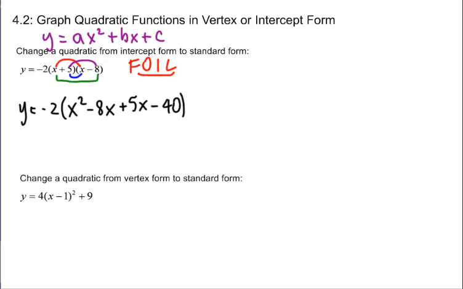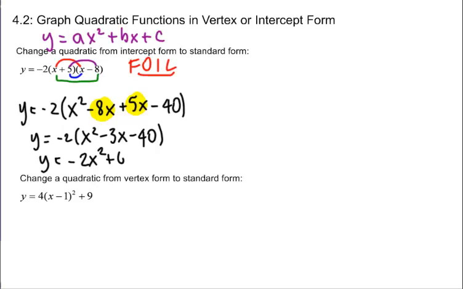Now, notice inside this that we've got a couple of things that are the same. So our next step would be to combine those terms together so that we have y equals -2 times x squared minus 3x minus 40. Remember, -8 plus 5 will be -3. And then distribute your -2. You've done this before. You've seen it before. You're going to do it a lot here in the next few days. So get comfortable multiplying these guys out.